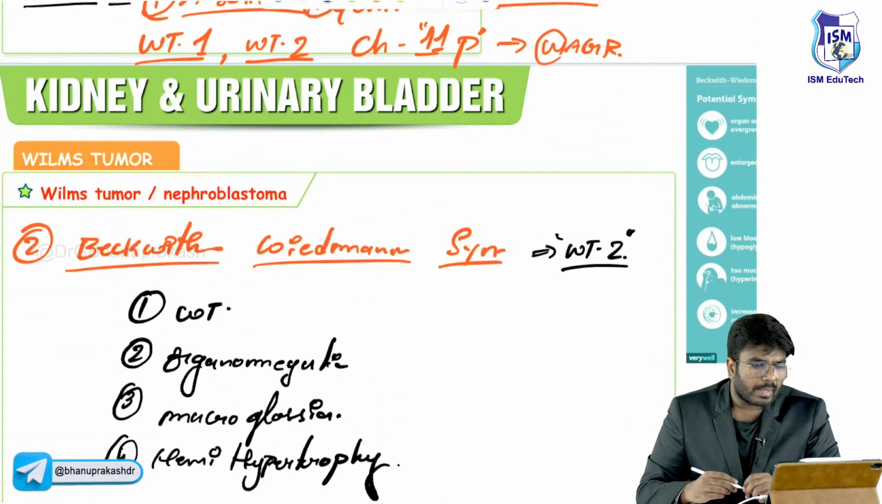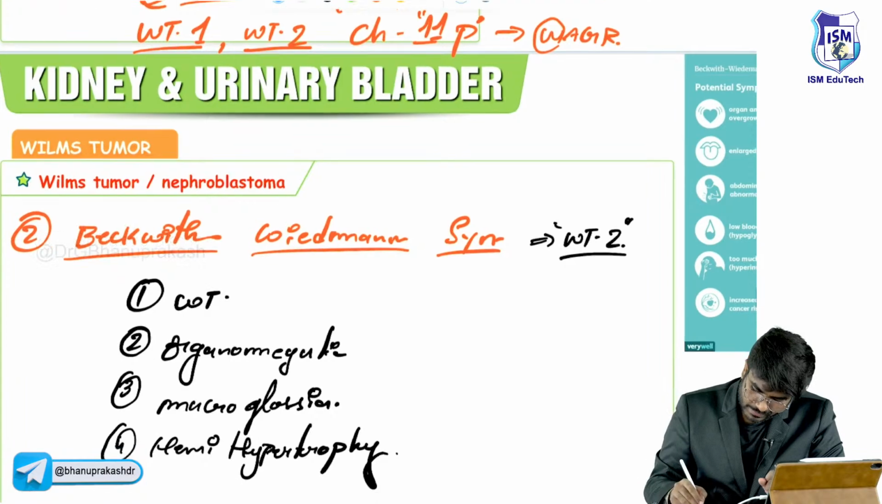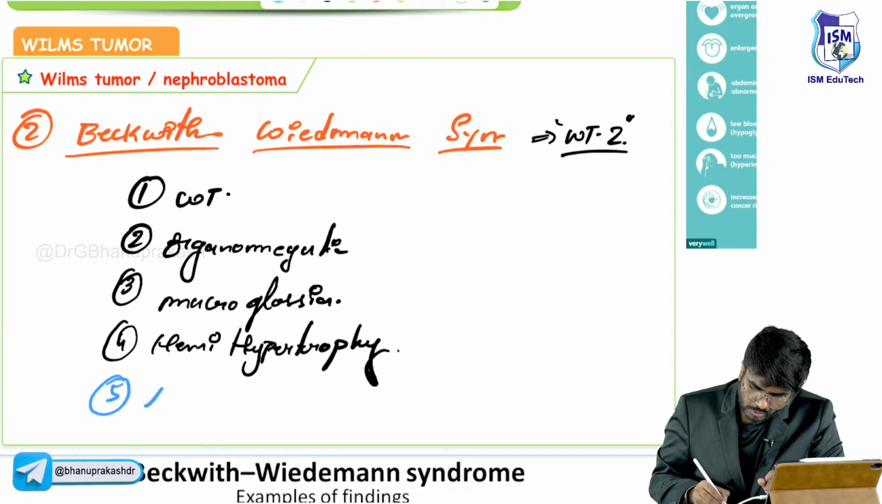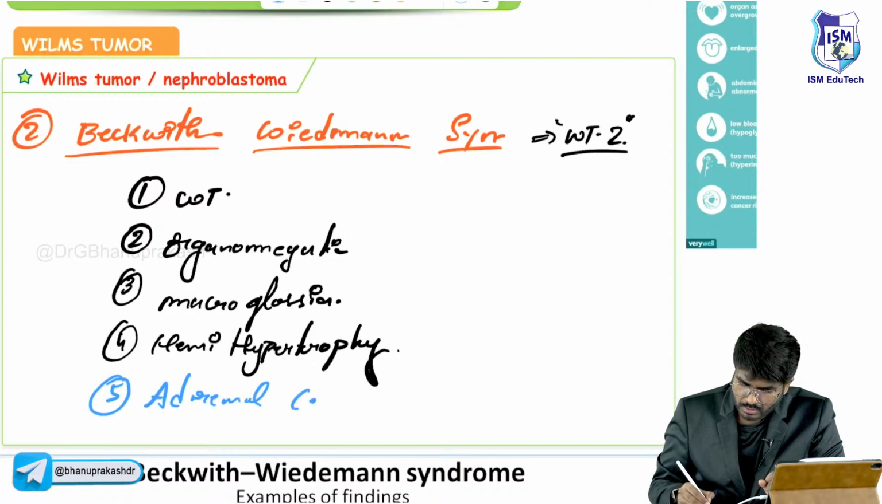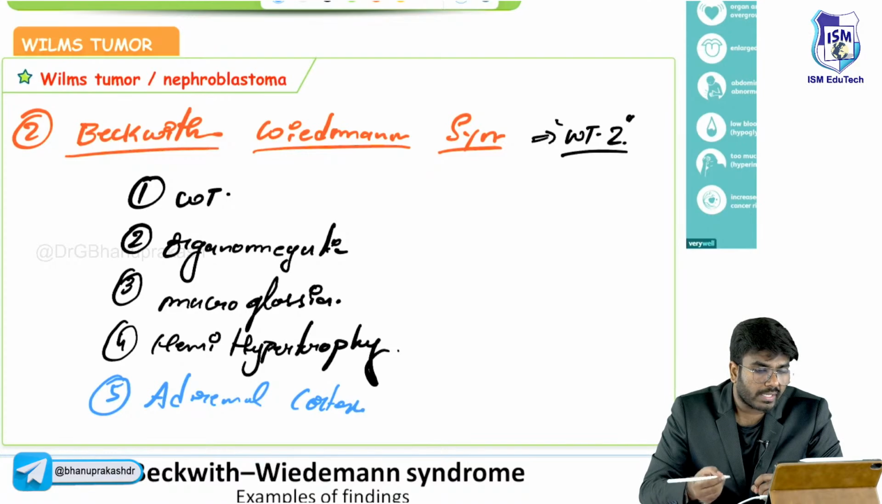And apart from this, is there anything else you should know? Yes, there will be problems with the adrenal cortex also. There will be a problem with the adrenal cortex, cytomegaly.